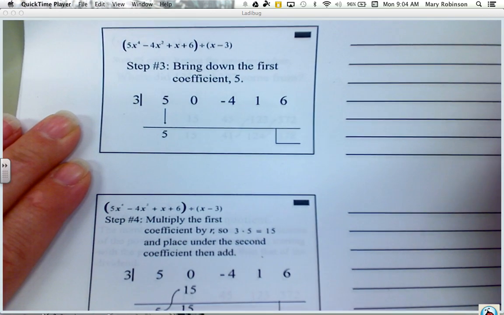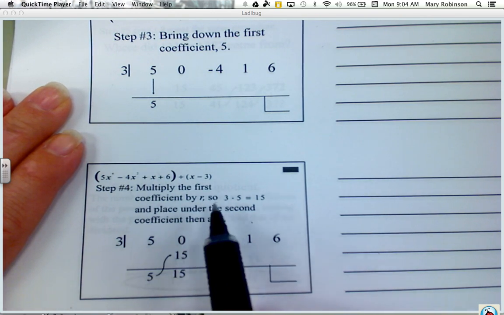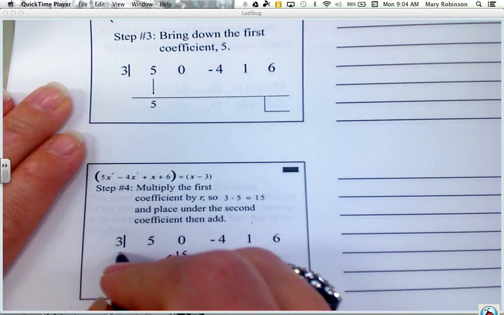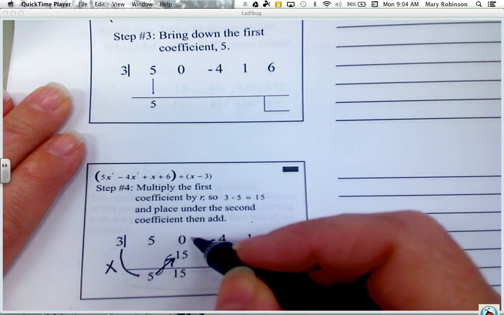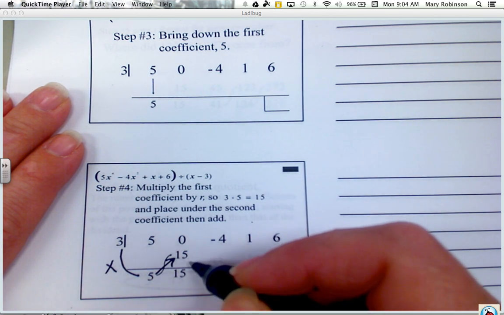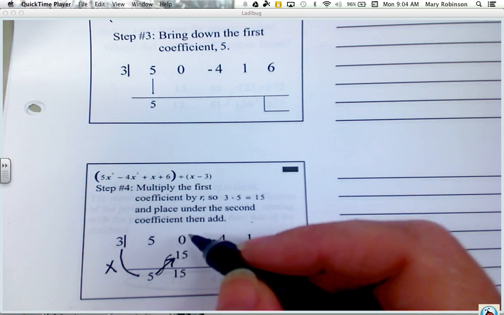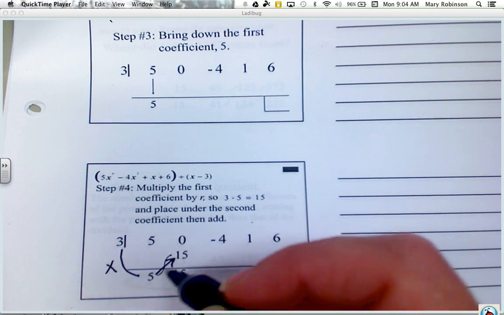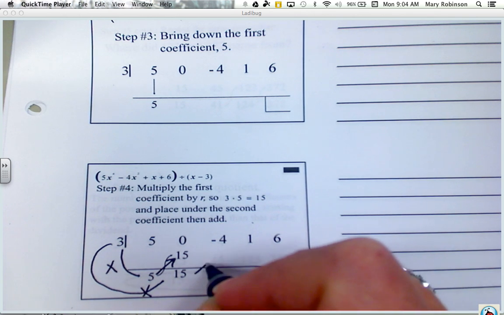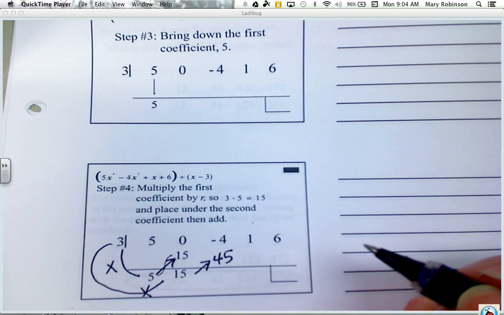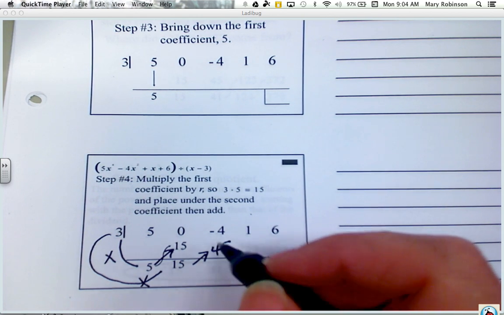Step 4 says next you will multiply the first coefficient by r, so 3 times 5 is 15. Essentially we multiply these two together and write our answer here. Then we add these numbers. So 0 and 15 is 15. Please don't think about adding in any extra signs. Just recognize that 0 and 15 makes 15. And then it's just a repetitive process. 3 times 15 would be 45. Then we combine these terms. Negative 4 plus 45 is 41.